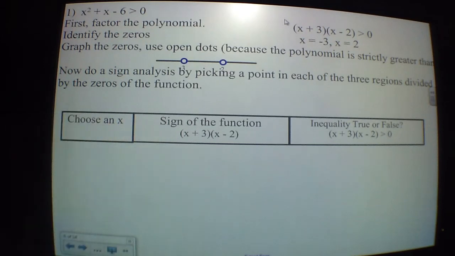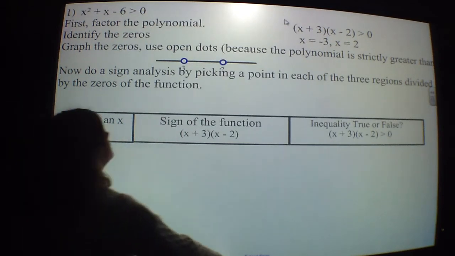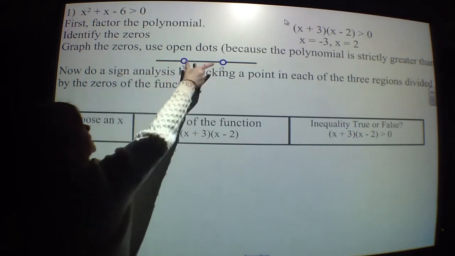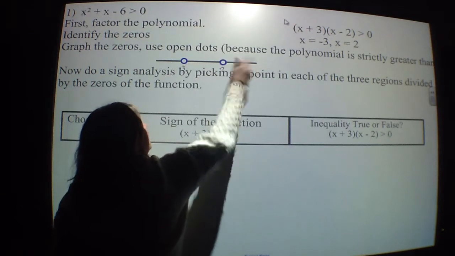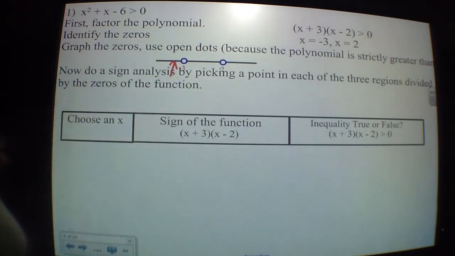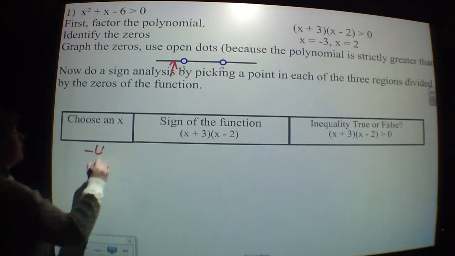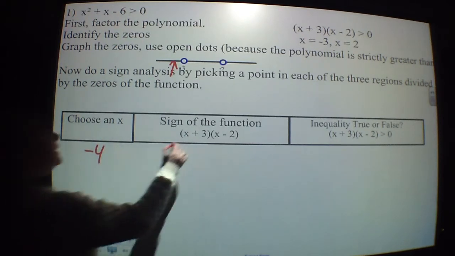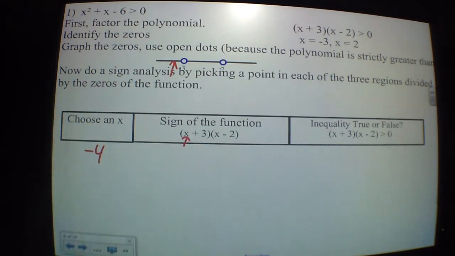Okay? So you take your zeros, you factor it, you find your zeros, graph them. Now, you're going to pick something in each region. So pick something in this region, this region, and this region. Pick anything, negative 4, negative 5, negative 99, doesn't matter. Make it easy on yourself. So negative 4. If I plug in a negative 4, I'm not really concerned on what that number is going to be. I just want to know, is it a negative or a positive?